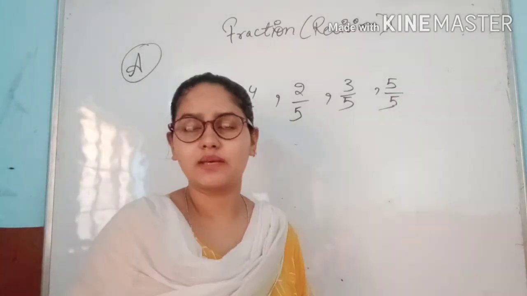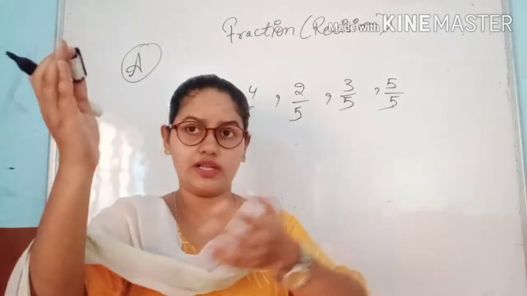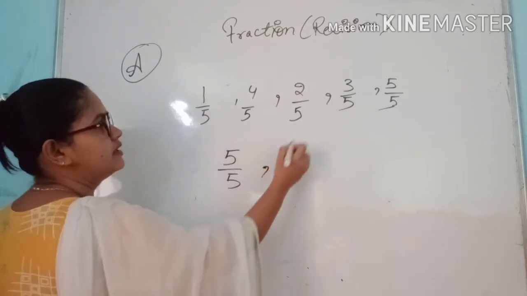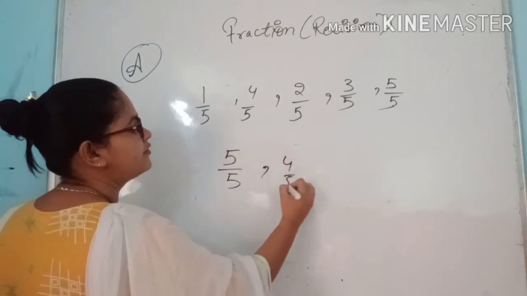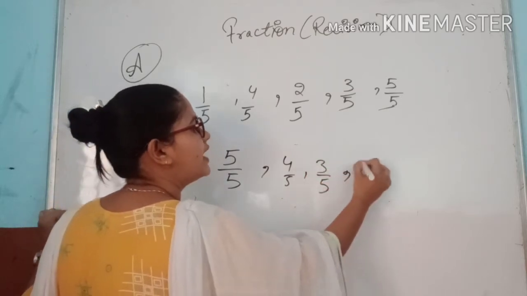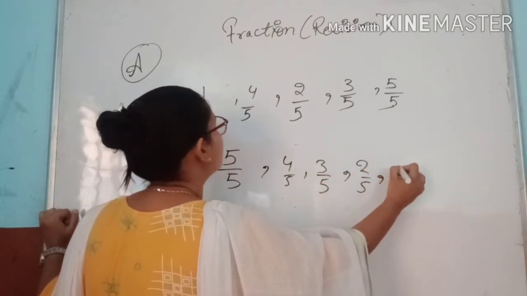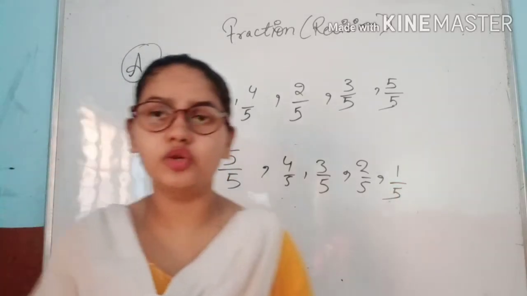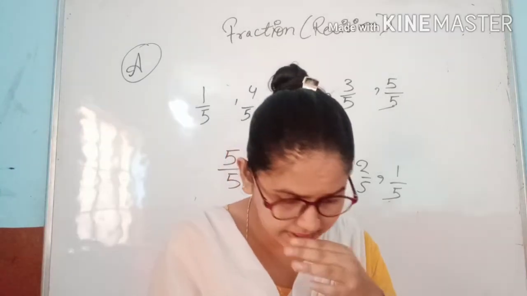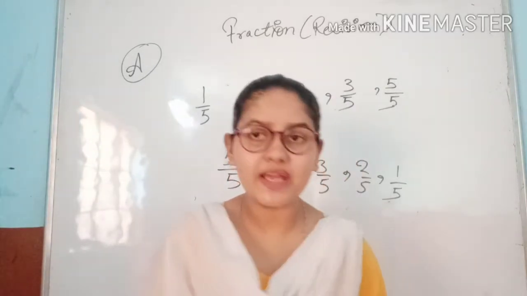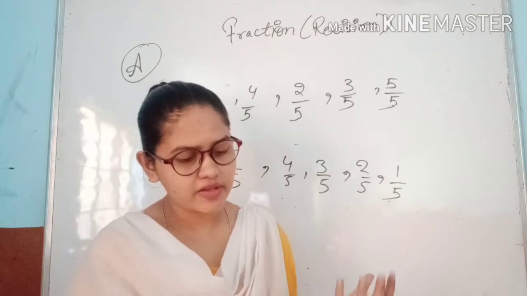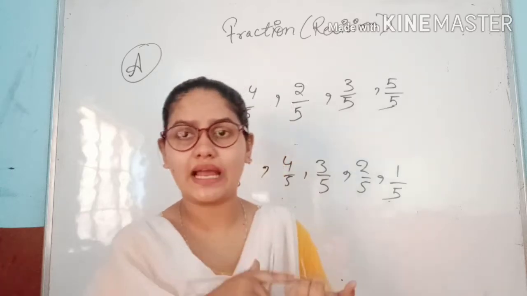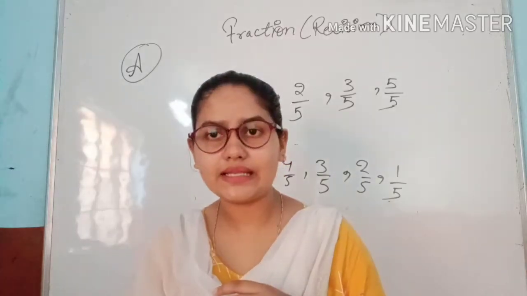The denominators are the same and we have to follow greatest to smallest. So which one is greatest? 5 by 5, then 4 by 5, 3 by 5, 2 by 5 and in the last 1 by 5. So this one is our descending order. But we will do a different one from our worksheet. Let's open page number 80. Here are some sums of ascending and descending where we have to write A or D, which means whether this one is ascending or descending.